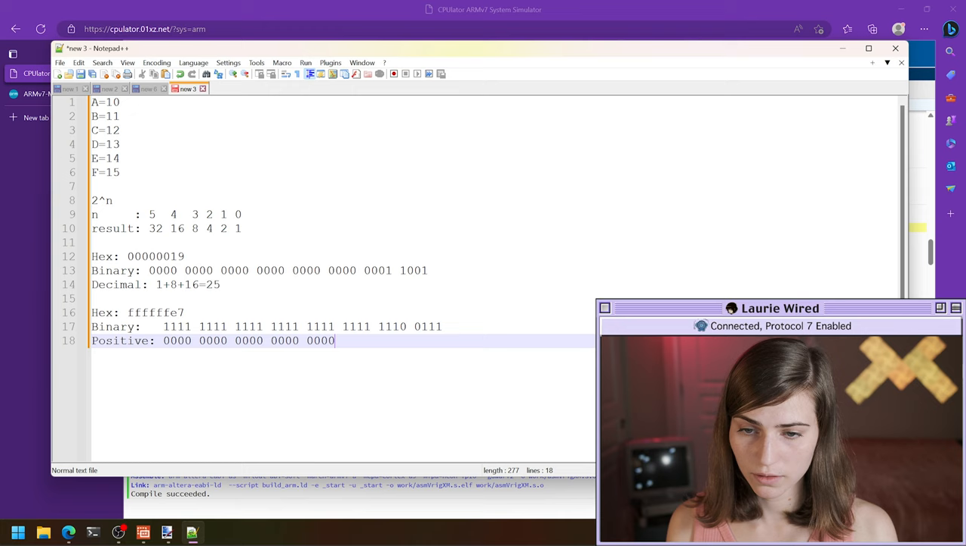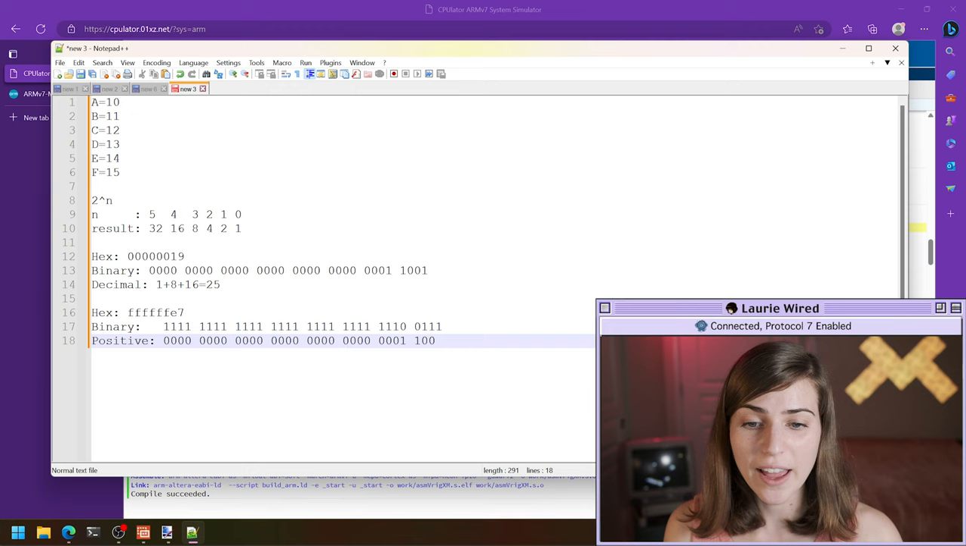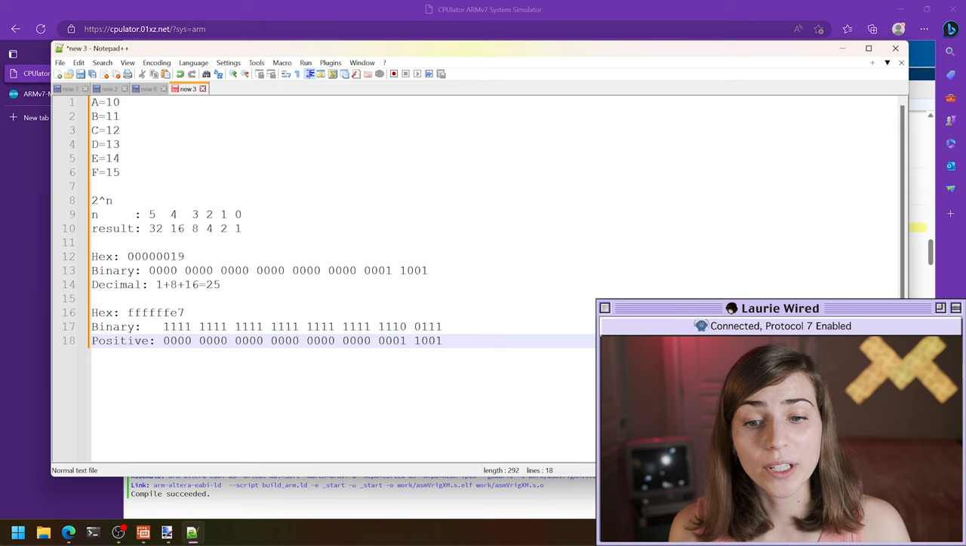0, 0, 0, flip this bit. This is actually a 1 now. Keep on flipping. 1, 0, 0. And then keep this last bit right here. And that is actually going to be the positive version of this number.